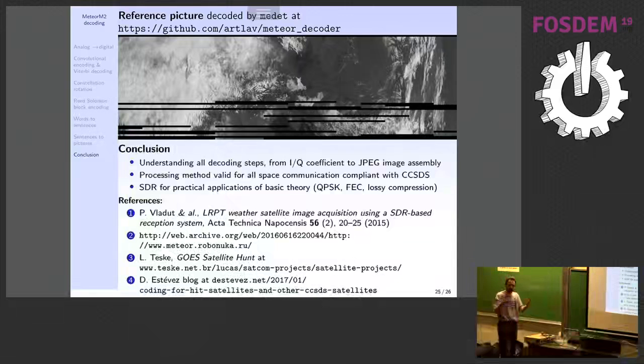CCSDS is a protocol for space communication. You might not care about weather satellites, but what Daniel Estevez is showing on his blog, and as mentioned by Paul, is that this is the standard for most satellite communication, and that's going to be the future because no AA is going to stop the analog satellites. So I think if you're interested in satellite decoding, this is really worth investigating.